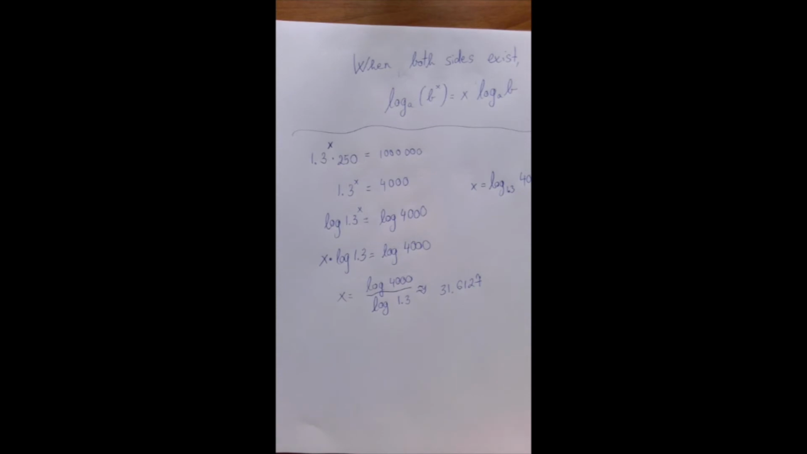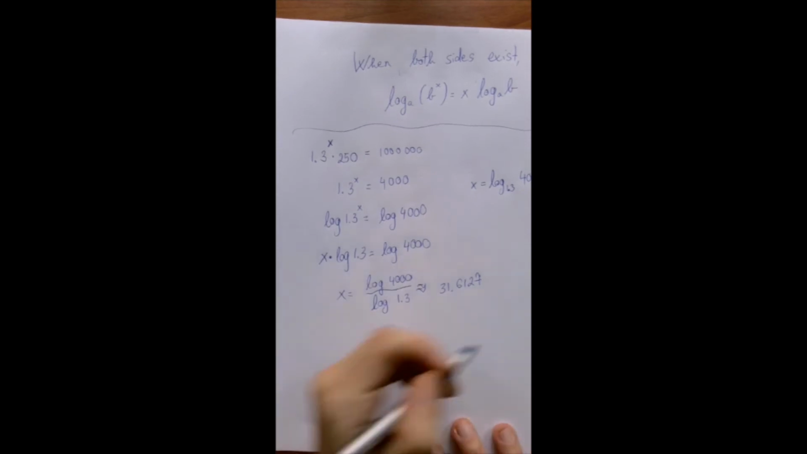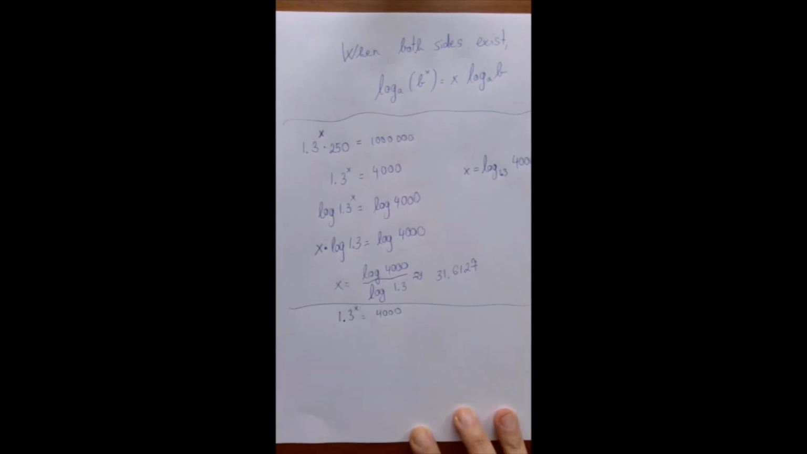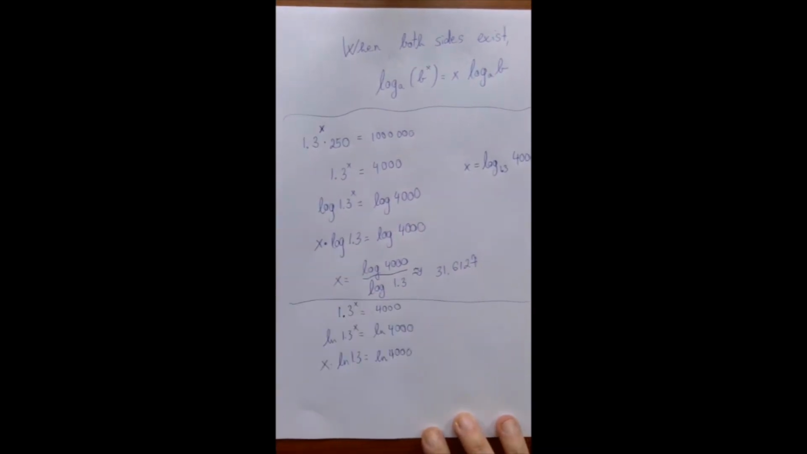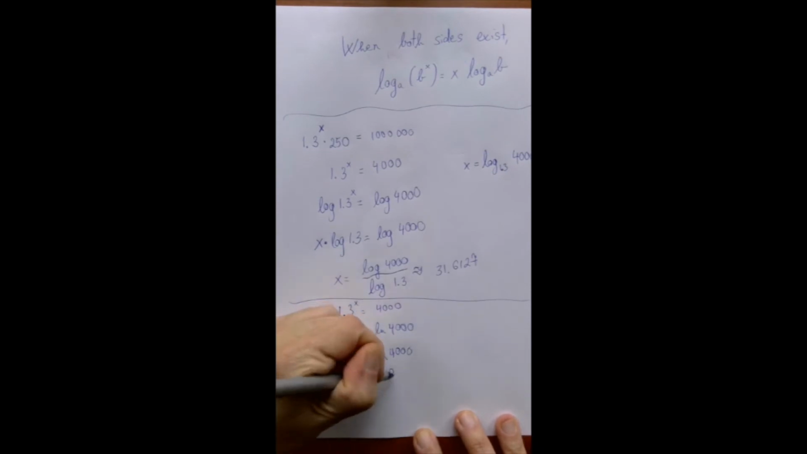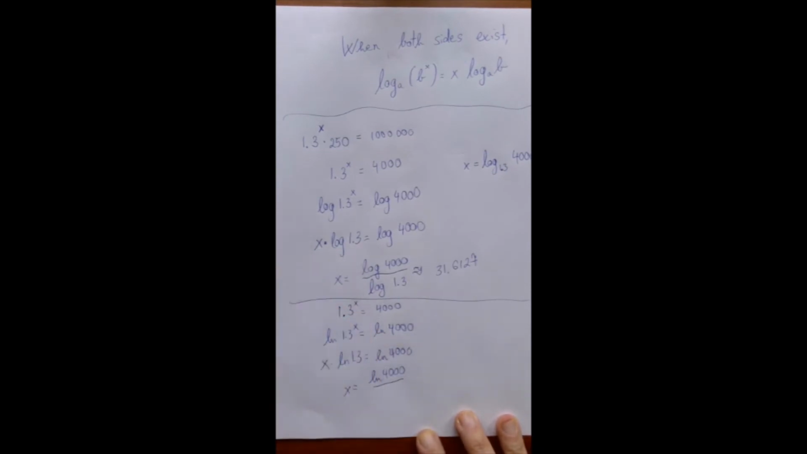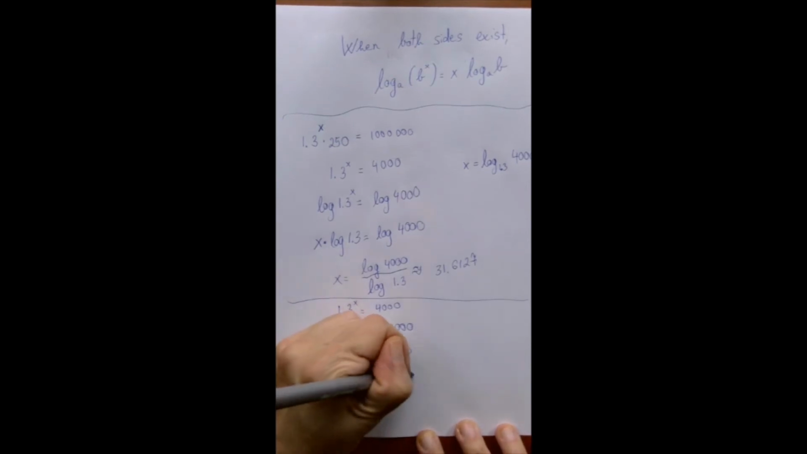Well, you might ask, what if we did the same thing, but we chose the other logarithm? What if we went, well, let's take natural logarithm of both sides. As you see, the computation is identical. And yes, ln of 4,000 does not equal log of 4,000. The same can be said about ln of 1.3 and log of 1.3, but the quotient is the same.